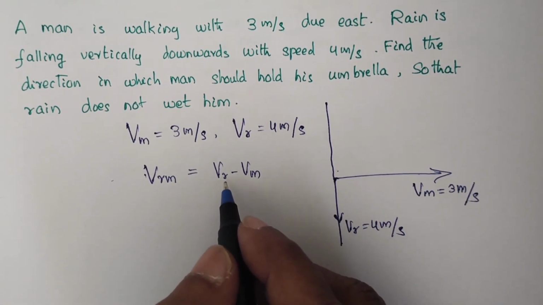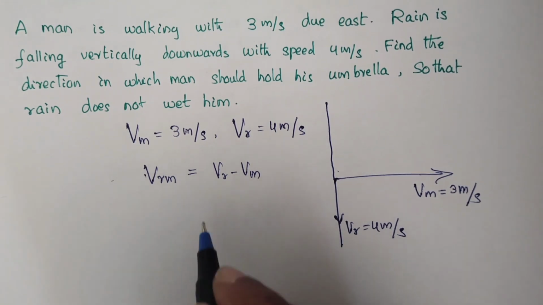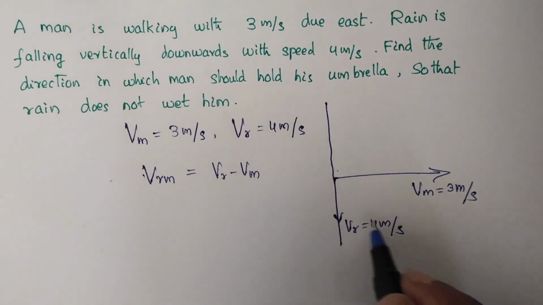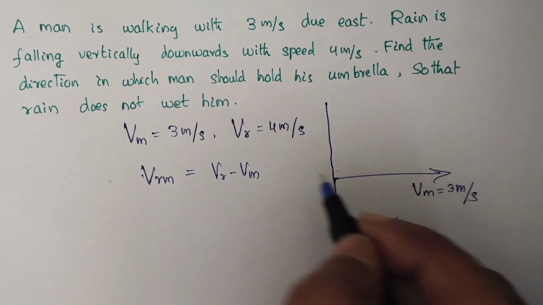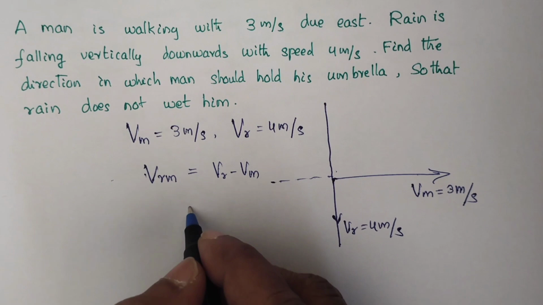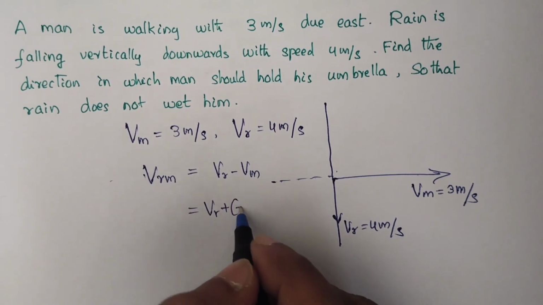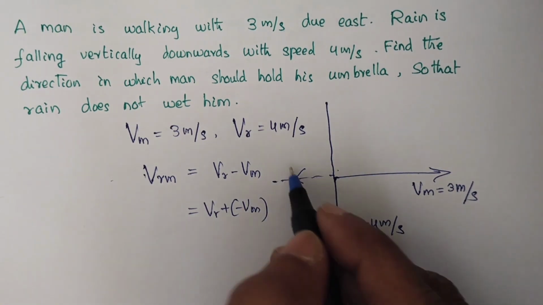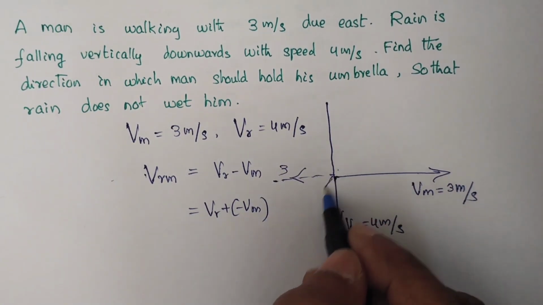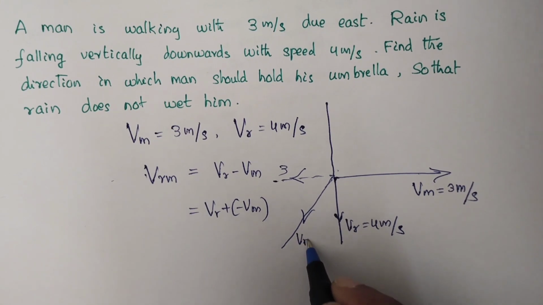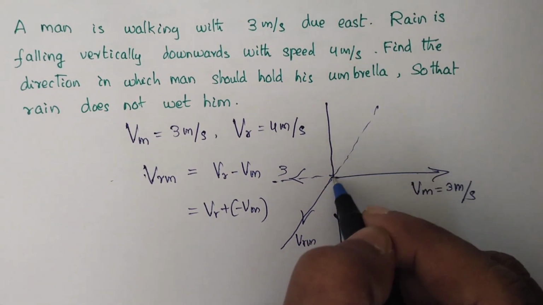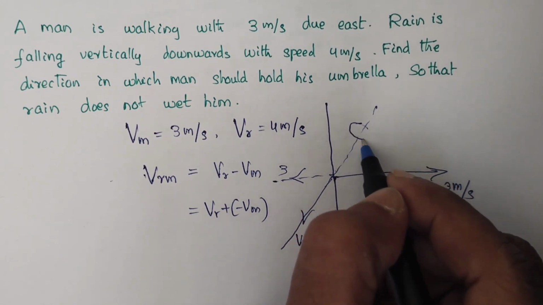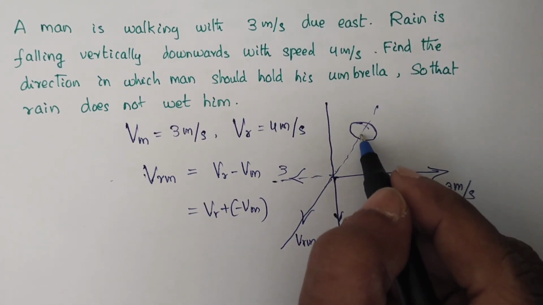Also we should see the direction of Vrm. Vr is in this direction. Vr minus Vm means Vr plus (minus Vm), and minus Vm is in this direction. So this is 3, and the resultant is Vrm. In this direction, the man should hold his umbrella for not getting wet.